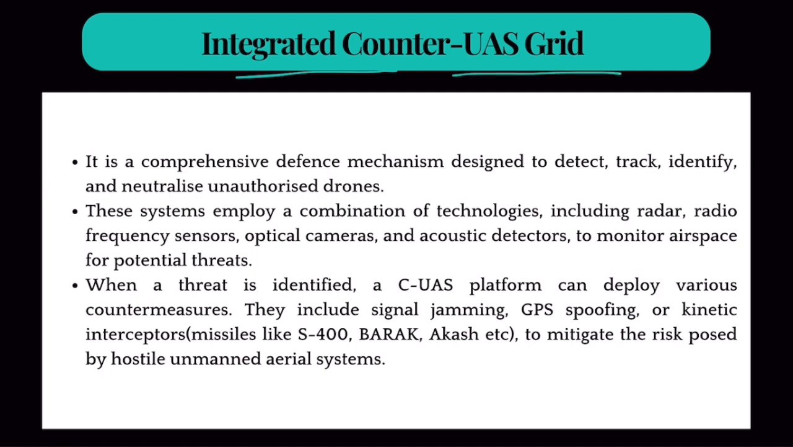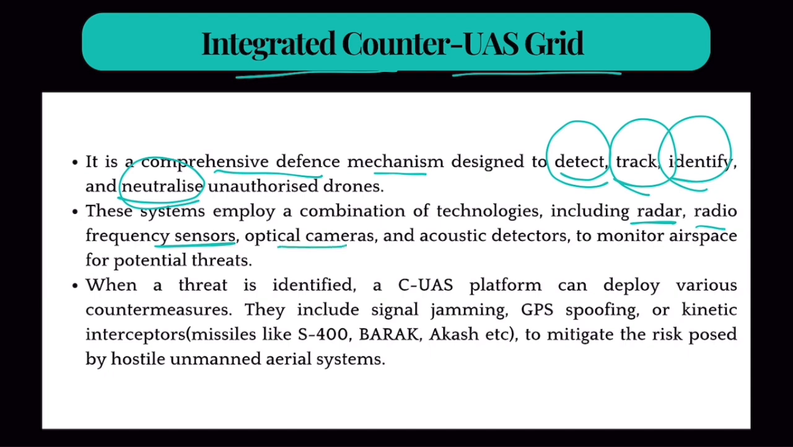UAS grid. So it is a comprehensive defense mechanism designed to first detect, then track these drones or missiles, then identify them, and then neutralize or hit them through S-400 or Barak or Akash Tir missiles. Okay. The systems employ a combination of technologies like radar, radio frequency sensors, cameras, acoustic detectors to monitor airspace. When a threat is identified, this platform, this grid can deploy various countermeasures.